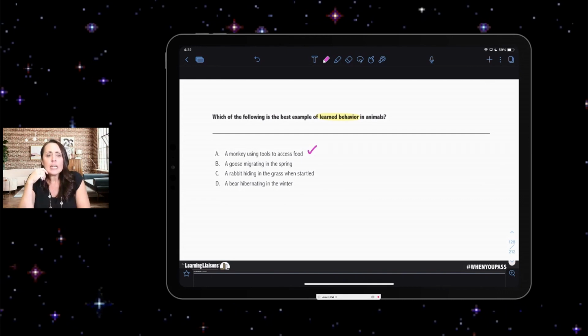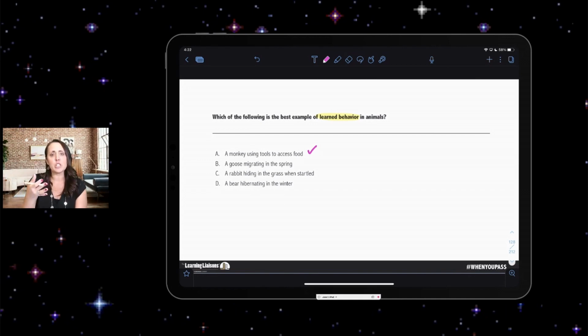A rabbit hiding in the grass when startled. I wonder about that one. What do you think? Is that just going to be something that they do, or is it going to be something that they have seen happen? That's another possibility. Or a bear hibernating in the winter. That one for sure is very much innate. That's what bears do. That is what happens over time. Yes, it's modeled and they watch it, but they know to do it by the changing of the seasons.